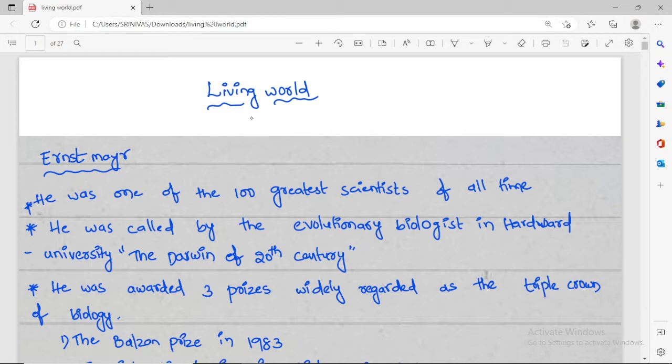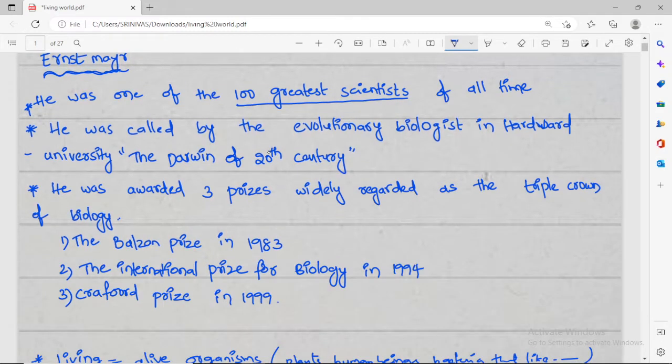Our topic is living world. Our scientist's name is Ernest Mayr. He was one of the 100 greatest scientists of all time. He was called the Darwin of the 20th century by evolutionary biologists at Harvard University.